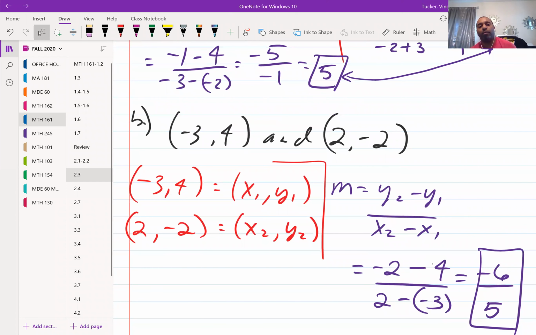So next one, (-3, 4) and (2, -2). So (-3, 4) I call point 1, and (2, -2) I call point 2. Now plug them in accordingly. y2 is -2, y1 is 4, x2 is 2, and x1 is -3. And when you simplify, that'll be -6/5 as your slope.